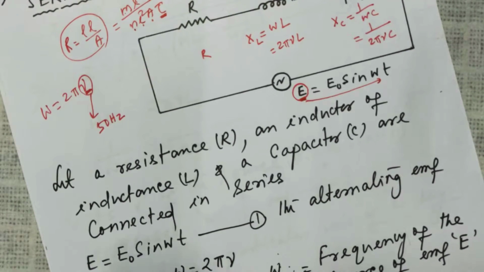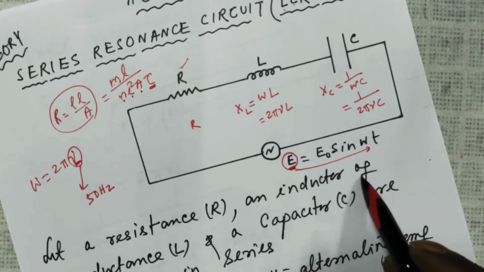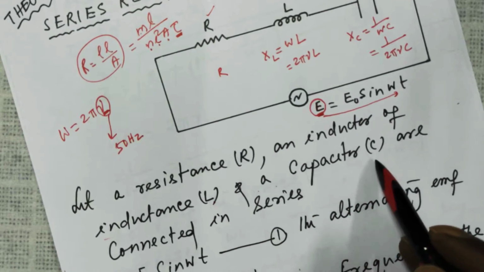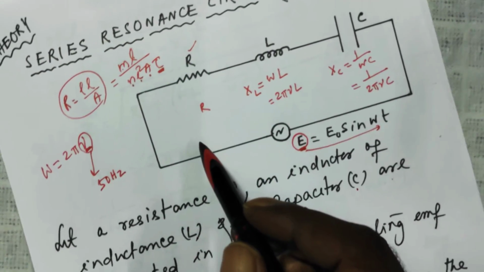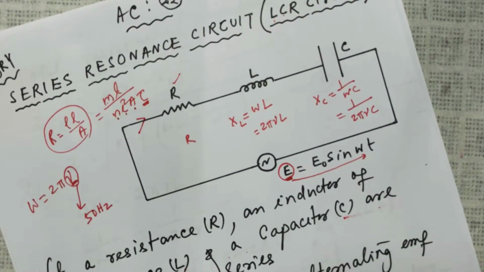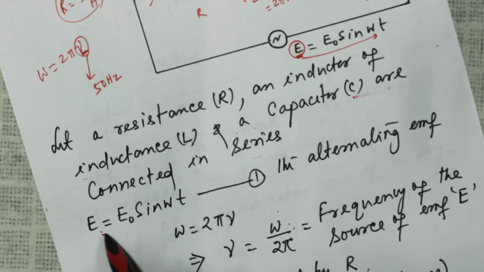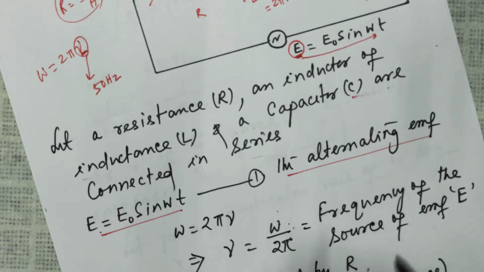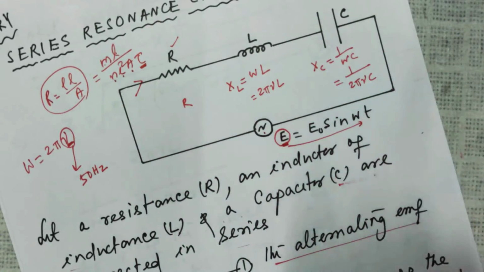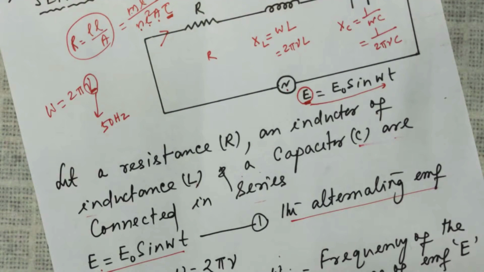So, let's go. Let a resistance R, an inductor of inductance L, and a capacitor C are connected in series. Look, they are in series. They are in the same path, means the same current. Now, E is equal to E naught sine omega t is the alternating EMF, and that is applied. Due to this, there will be current in this circuit. Now, the question is, under what condition the current will be maximum?